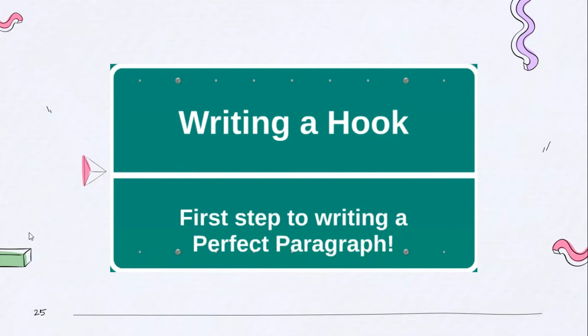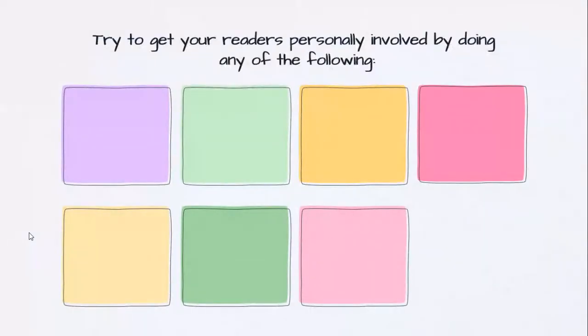So what is a hook? A hook is a piece of writing at the beginning of your essay that engages your reading audience. Here we have 7 writing hooks that make your reader want to find out what you will say in the rest of your essay.